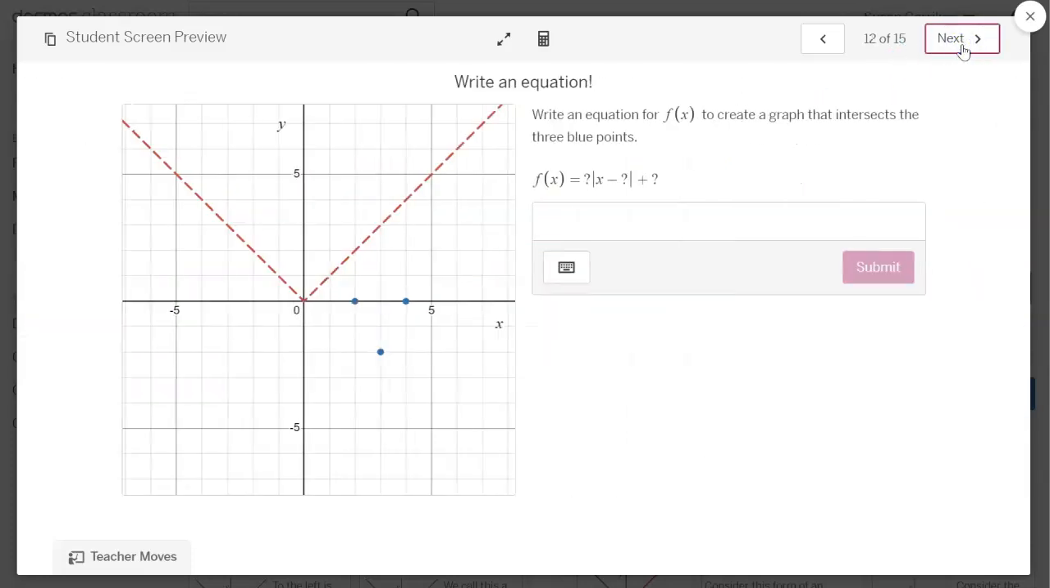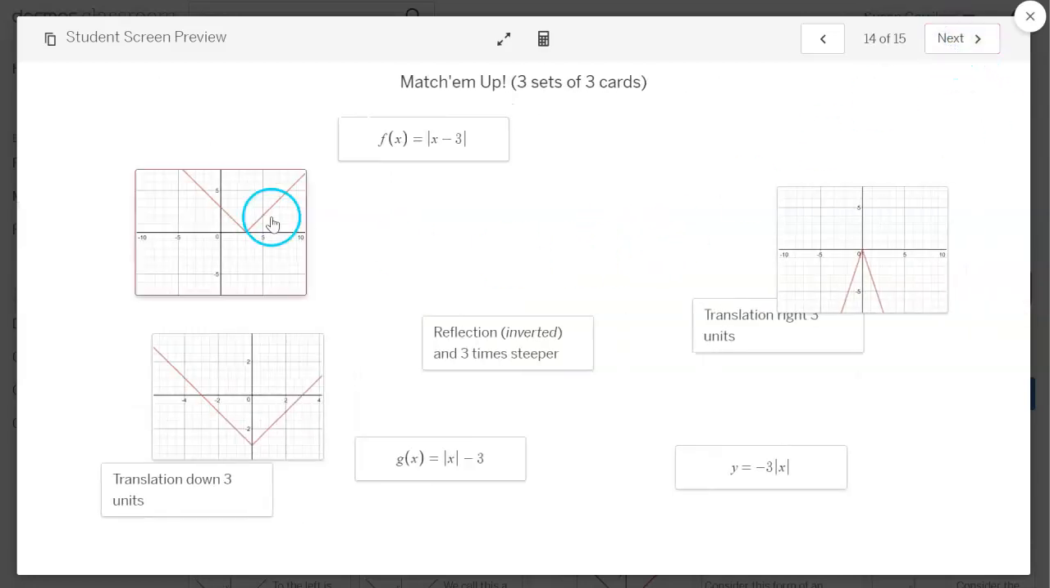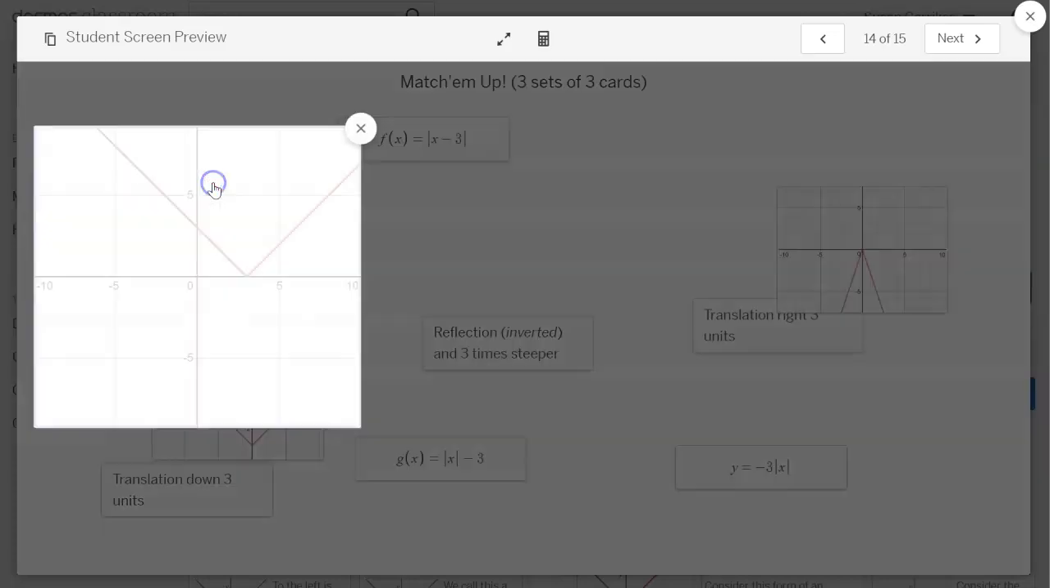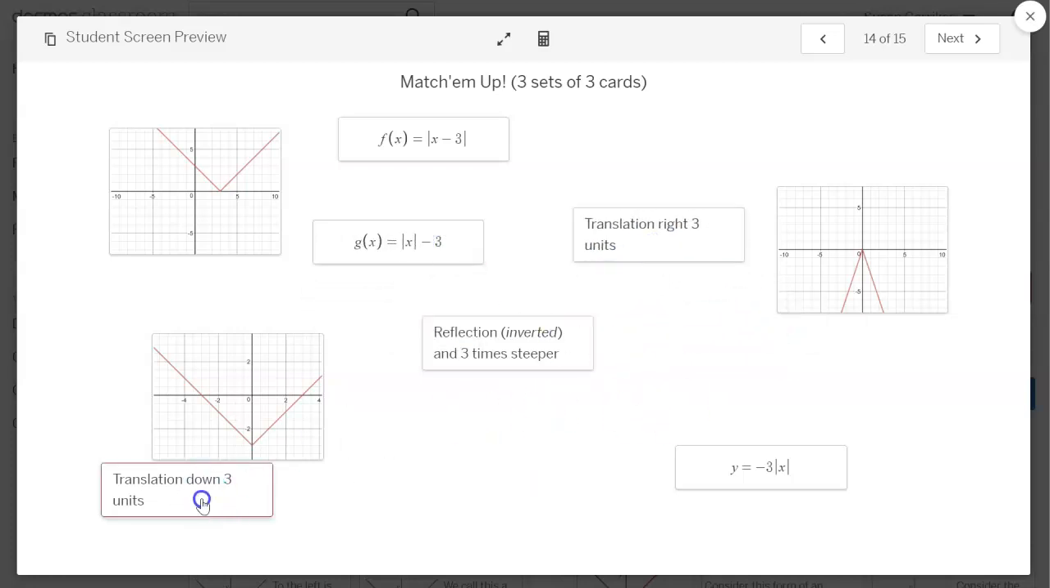And then this one, they're going to type an equation that intersects the 3 blue points, so they need to go through all 3 of these. And then this one, they need to create a graph that goes right on top of that graph. This one is a card match. Again, if they can't see the graph, tell them to click on it. It will make it larger so that they can get a better look at it. But there's only 3, and they're pretty obvious, so hopefully this is an easy, quick card sort.